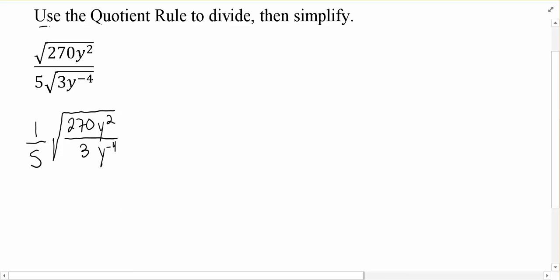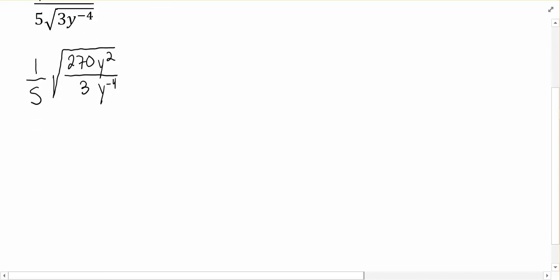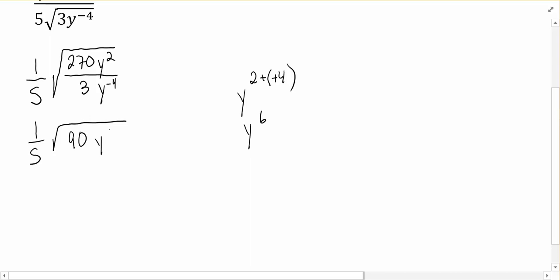That was our first step of use the quotient rule. Our next step is divide. So inside that radical there, 270 divided by 3 is 90. Y squared over y to the negative 4th. Remember that we're going to subtract the exponents. So 2 minus negative 4 turns into 2 plus 4, which is just y to the 6th. That 1/5 is just staying there this whole time.